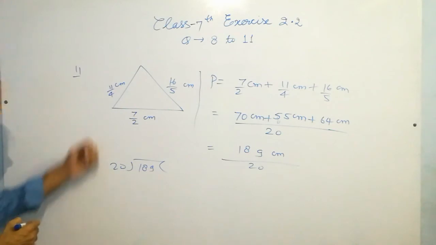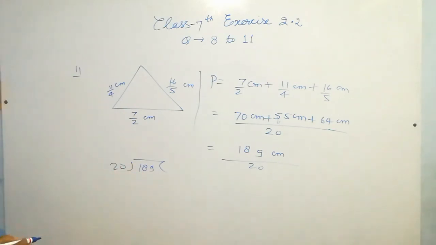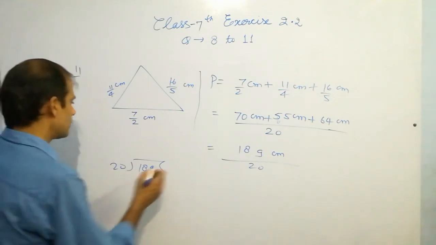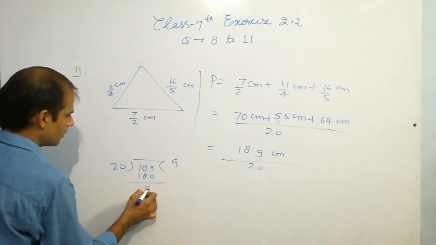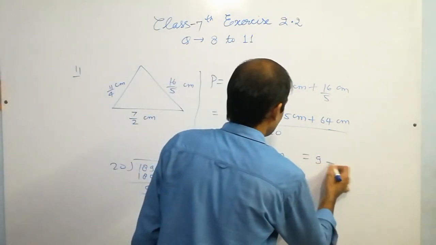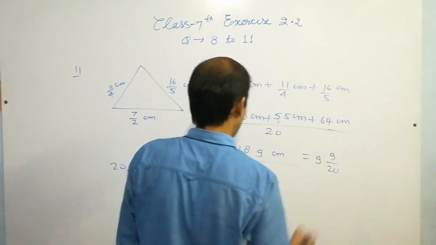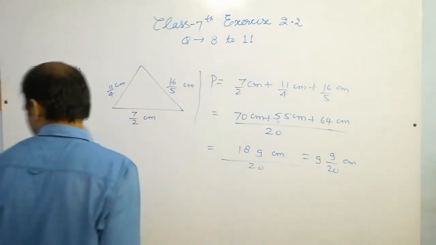okay, now don't try to divide 18 by 20 because it is smaller. So divide 189. As you know that 9 20s are 180, the remainder is 9. So the answer will be 9 and 9 upon 20. So just check it. 9 and 9 upon 20 centimeter. And erase this rough work.